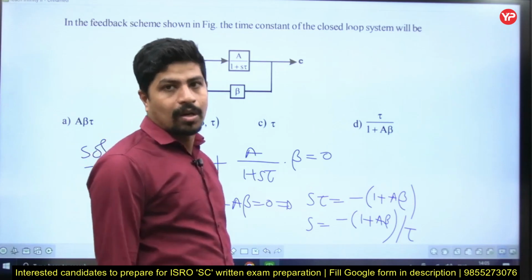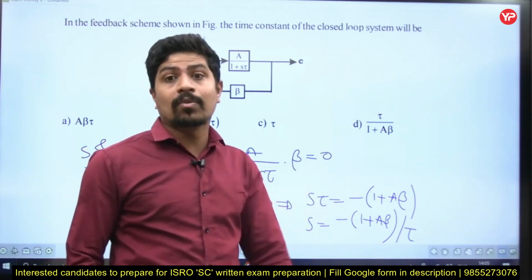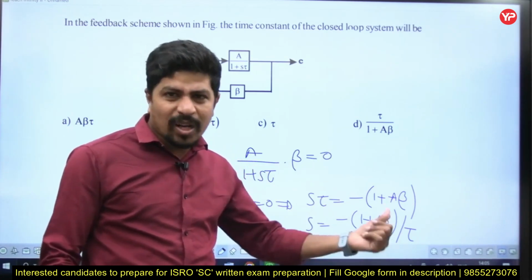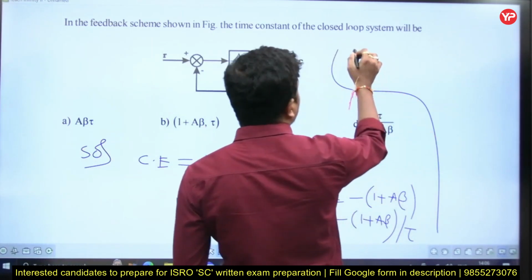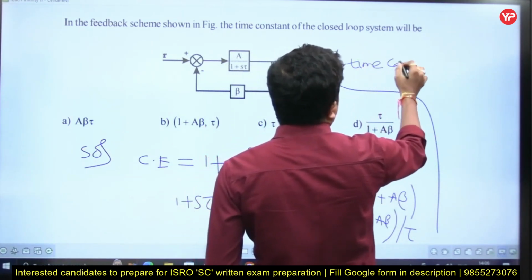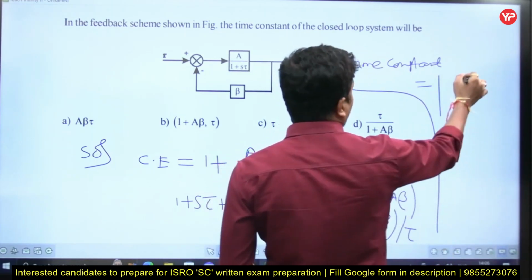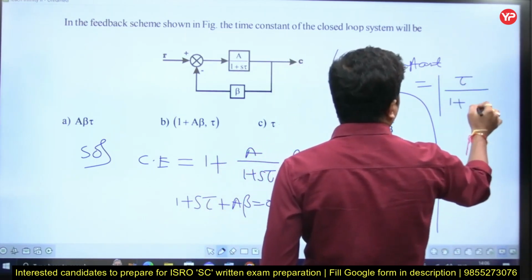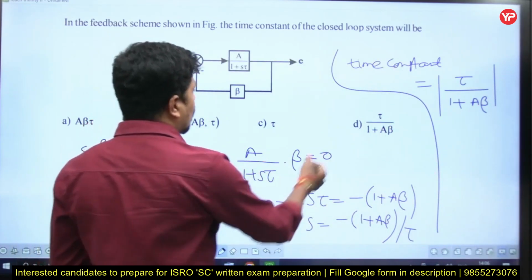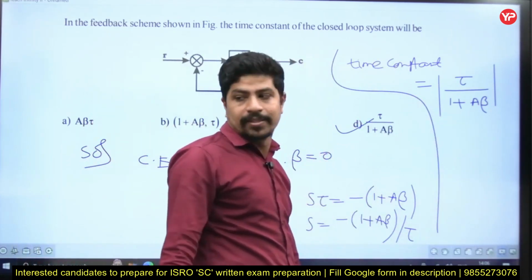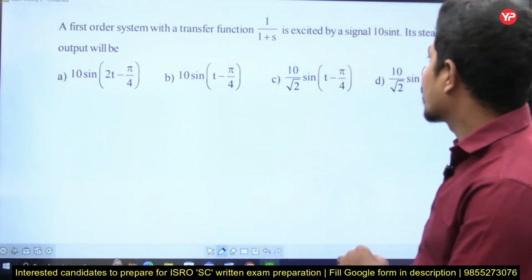This is the pole. What is the time constant? It is the reciprocal of the real part of the pole which is located near to origin. Only one pole, that too a real pole. Therefore, time constant is equal to the magnitude of the reciprocal of the pole, that is tau by 1 plus A beta. Option is D. Let's go to the next question. Read the question.